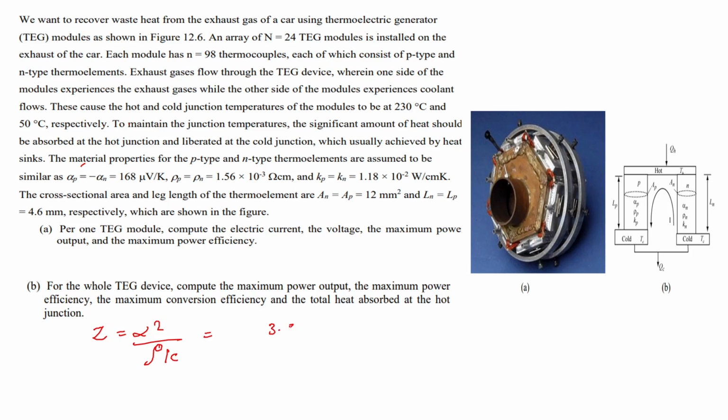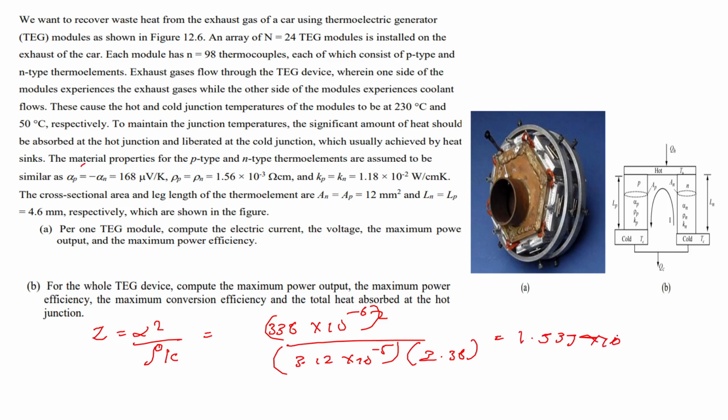336 times 10 to the power minus 6 whole square divided by 3.12 times 10 to the power minus 5 and 2.36. So the answer will be 1.533 times 10 to the power minus 3 Kelvin inverse. So this will be the figure of merit, and you can write ZT bar is equal to Z times (Tc plus Th) divided by 2, the average value of temperature.